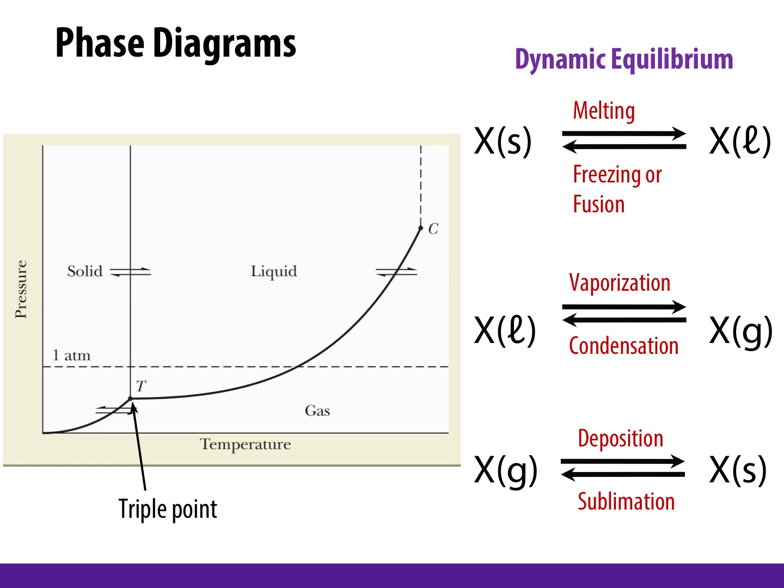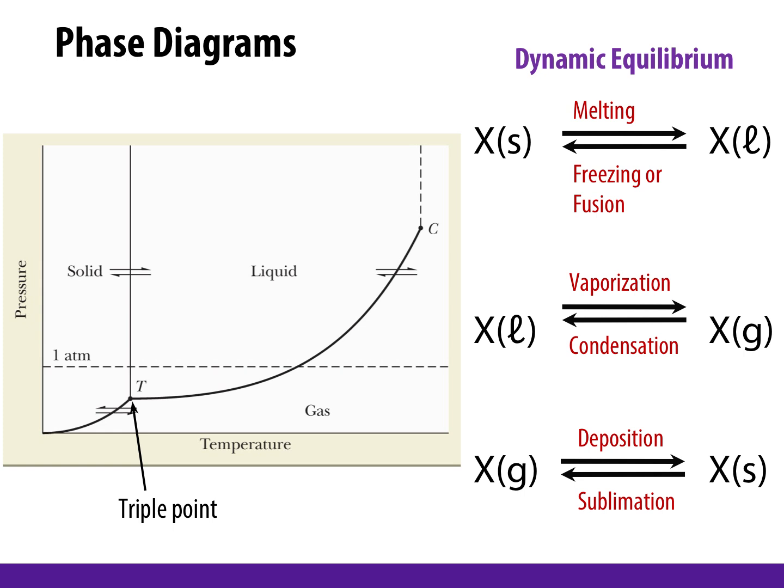Note that there's this interesting fact that if we're at a low enough pressure, we go directly from solid to gas. We only see deposition and sublimation. There's no liquid that's stable if the pressure is too low. Some other key points on this diagram are those lines.